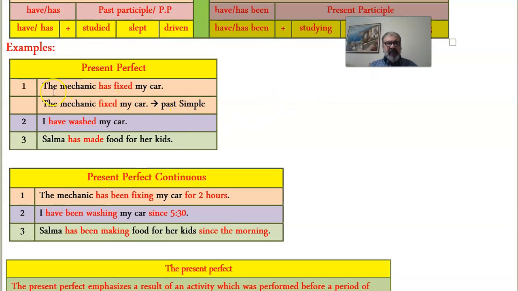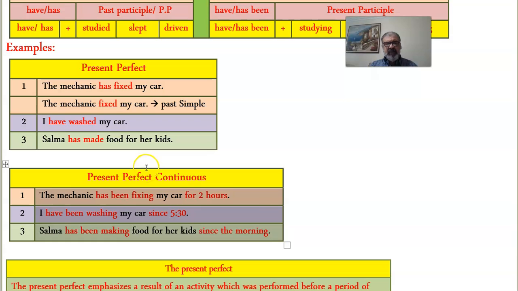Now if I say the mechanic has fixed my car, I have washed my car, Selma has made food for the kids. In comparison with the mechanic, that's the present perfect continuous, the previous were present perfect. The mechanic has been fixing my car for 2 hours. I have been washing my car since 5:30, and Selma has been making food for the kids since the morning.